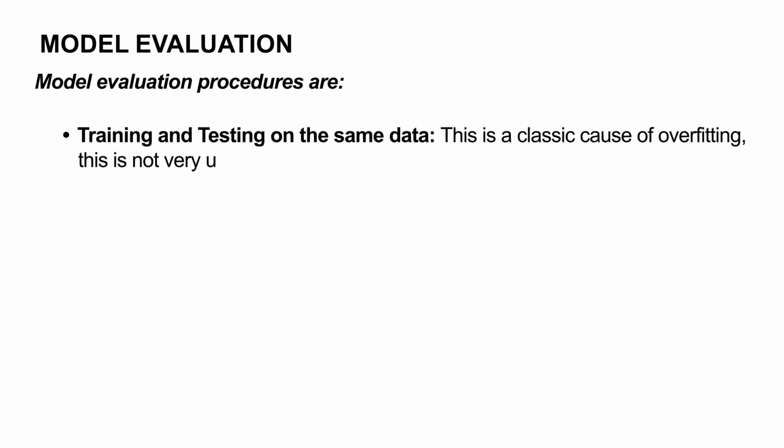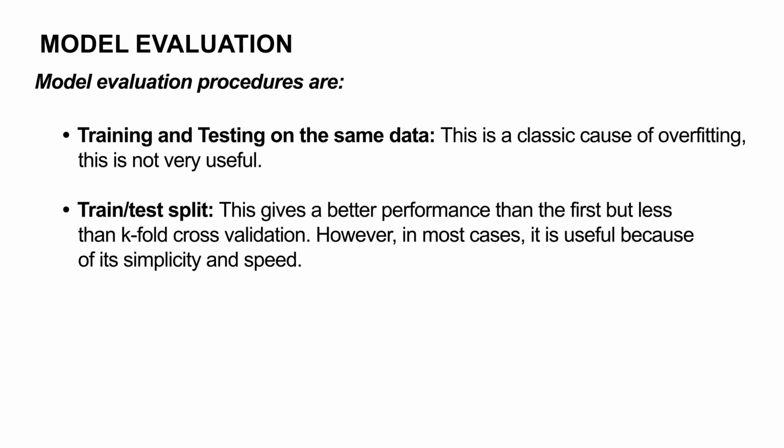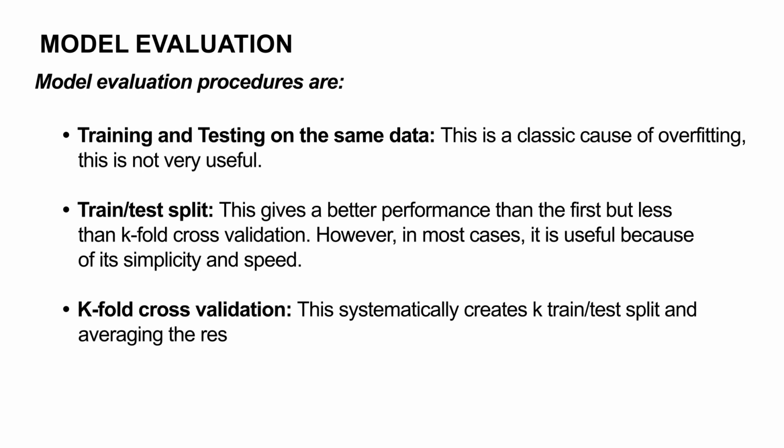Model evaluation procedures are, first, training and testing on the same data. This is a classic cause of overfitting. This is not very useful. Second, train test split. This gives a better performance than the first but less than k-fold cross-validation. However, in most cases, it is useful because of its simplicity and speed. Third, k-fold cross-validation. This systematically creates k train test splits and averages the results together.